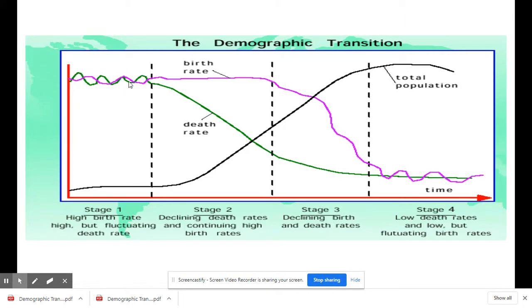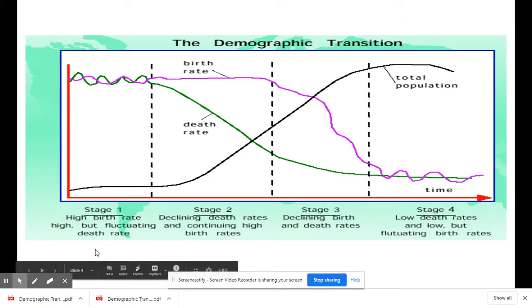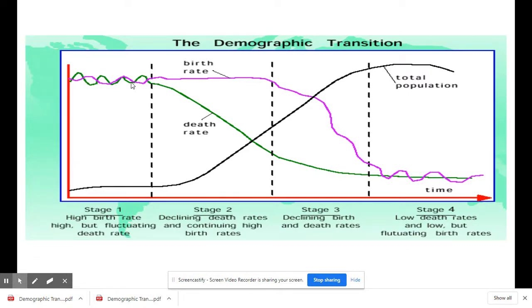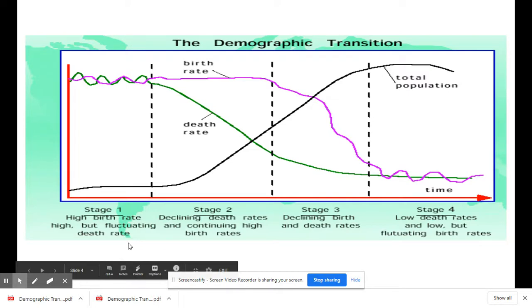Well, they're probably a country without medicine. So here you would write down no medicine. And if you have a lot of babies, but you also have a lot of deaths, that pretty much equals it out. And that's why the population is so low. So you would write down low population.